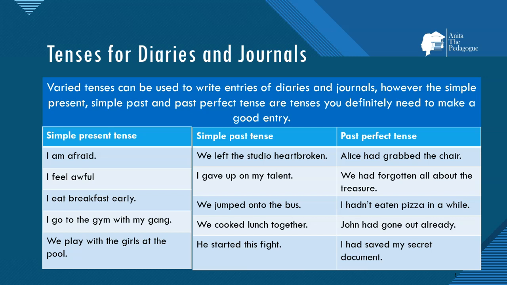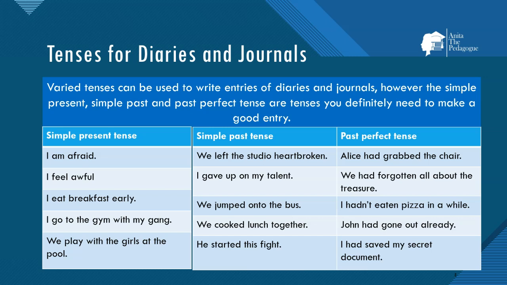Then we have the past perfect tense, also talking about things that have already happened in the past. So we have Alice had grabbed the chair. We had forgotten all about the treasure. I hadn't eaten pizza in a while. John had gone out already. I had saved my secret document.